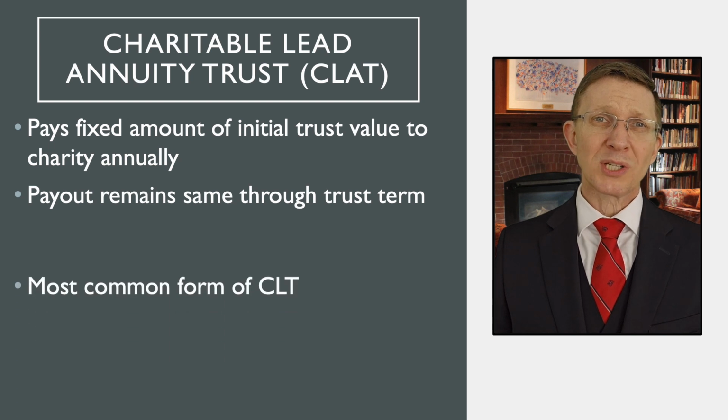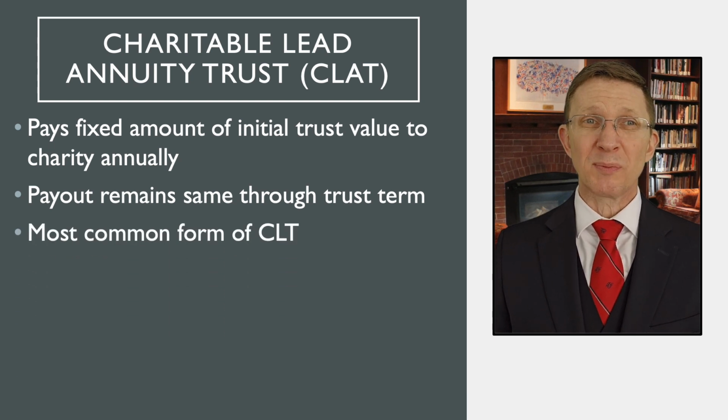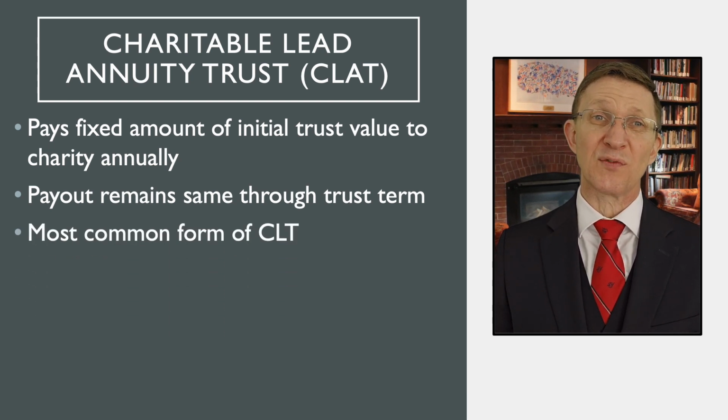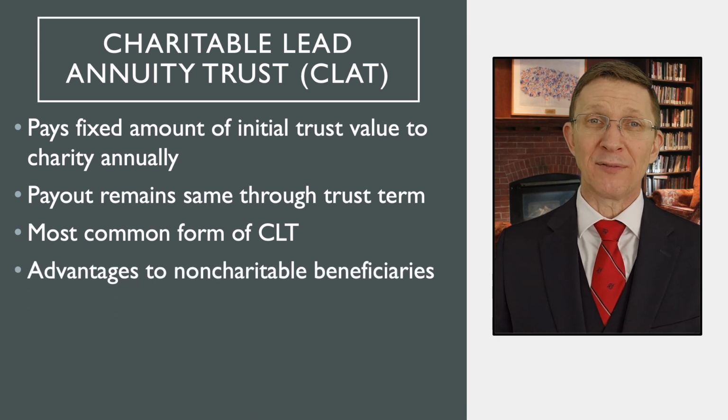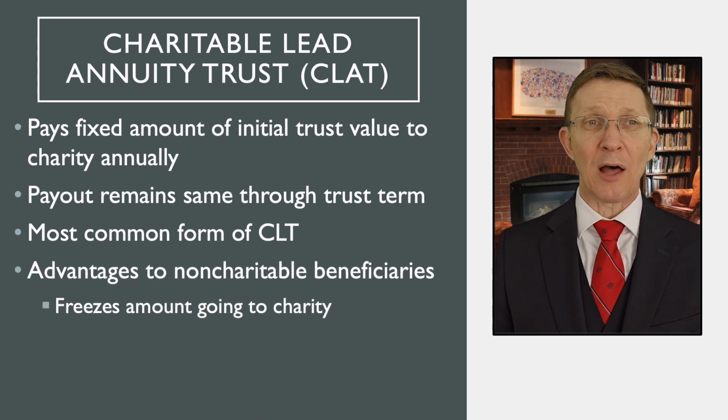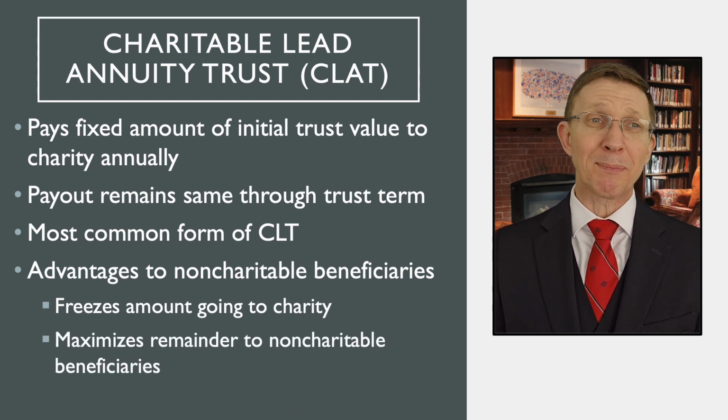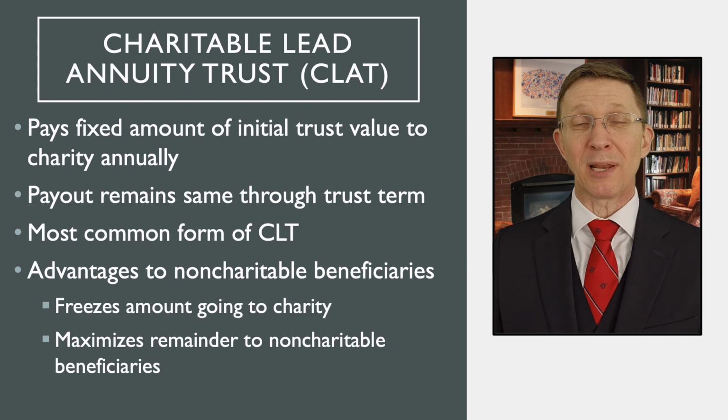The CLAT is the most common form of charitable lead trust because it provides an excellent means for high net worth individuals to pass wealth tax-free to future generations. The CLAT benefits the non-charitable remainder beneficiaries by freezing the annuity amount that will be distributed to the charity and maximizing the amount that will be paid to the non-charitable remainder beneficiaries.